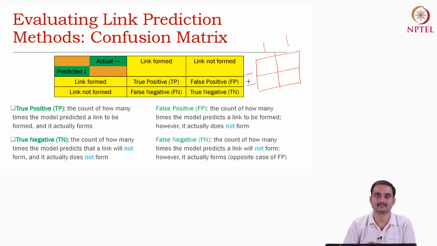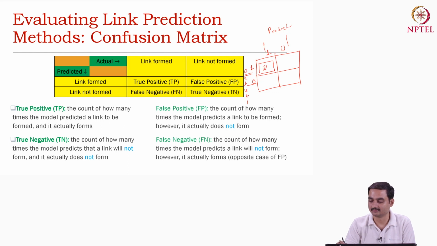Now what do we mean by labels in case of link prediction? Your one instance is a pair of nodes and your label would be either 1 or 0. 1 means this pair of nodes will be connected, 0 means this pair of nodes will not be connected, okay. So this is 1, 0 actual, and this is predicted, 1 or 0, okay.